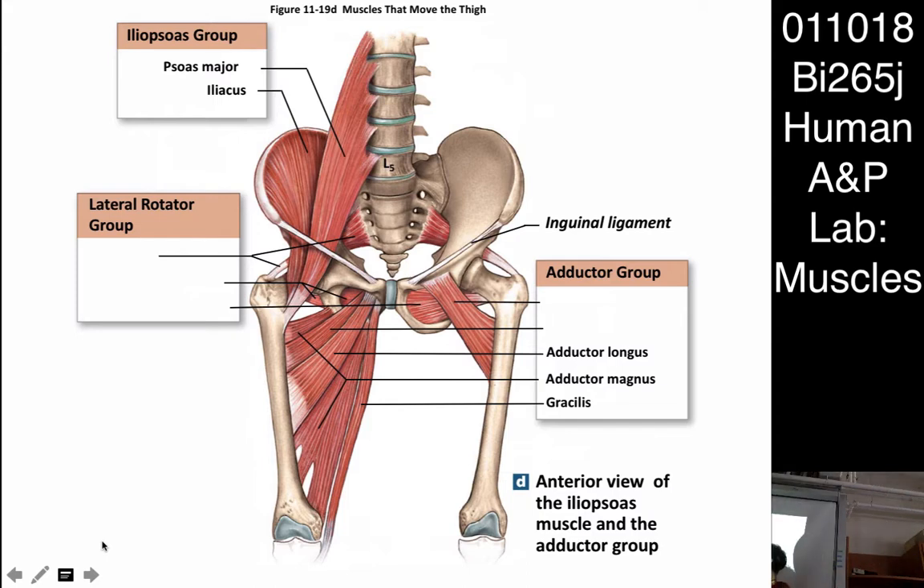inserting on the lesser tubercle of the femur, and then we have a psoas major that comes down off of the lumbar vertebra, and along with the iliacus, inserts on the same tubercle, helping to flex that knee. You can see how if these contracted, it would pull that knee up. All right, so the iliopsoas muscle.